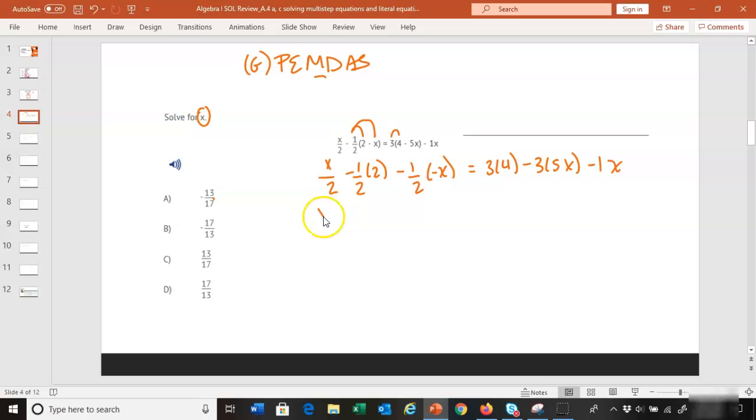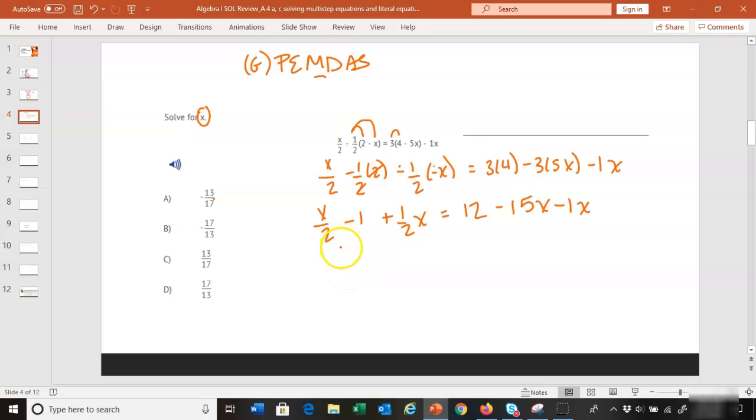Now let's simplify this a little bit. 1/2 times 2, that's just 1. Here we have a negative times a negative, that's a positive 1/2 x. 3 times 4 is 12. 3 times 5 is 15, minus 1. All right, so what we want to do, we do have variables on both sides. So before we start moving things, let's go ahead and combine like terms.